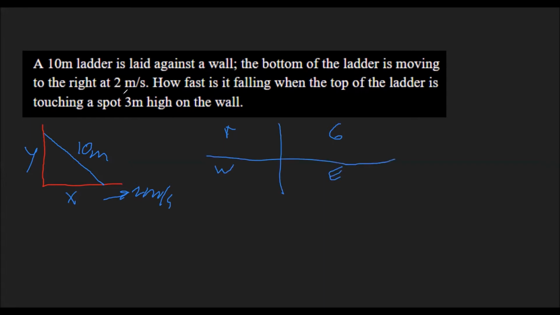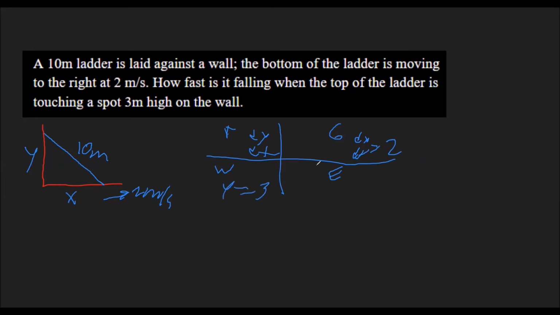So what do we want to find? We're trying to find how fast it's falling, and that's going to represent dy/dt. Now, given, or G, what does it give us? It gives us dx/dt, which in this situation is 2. Now, when do we want to find it? We want to find it when it's 3 meters off the ground, so when y is equal to 3.